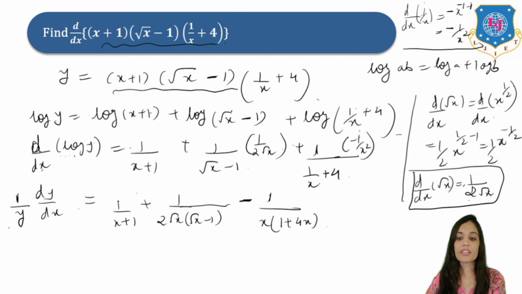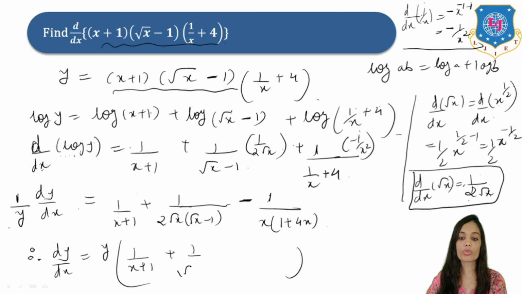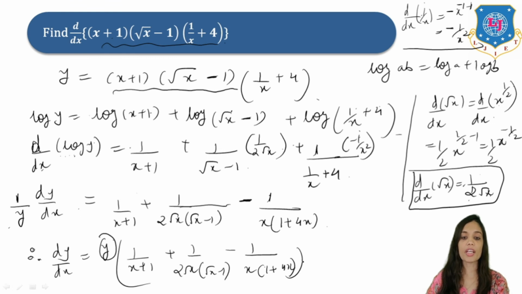Now I have to bring this y on this side finally. So dy by dx is equal to y into this whole: 1 upon (x plus 1) plus 1 upon 2 root x into square root (x minus 1) minus 1 upon x into (1 plus 4x). You can replace the value of y over here, that is this, and that will be your final answer.